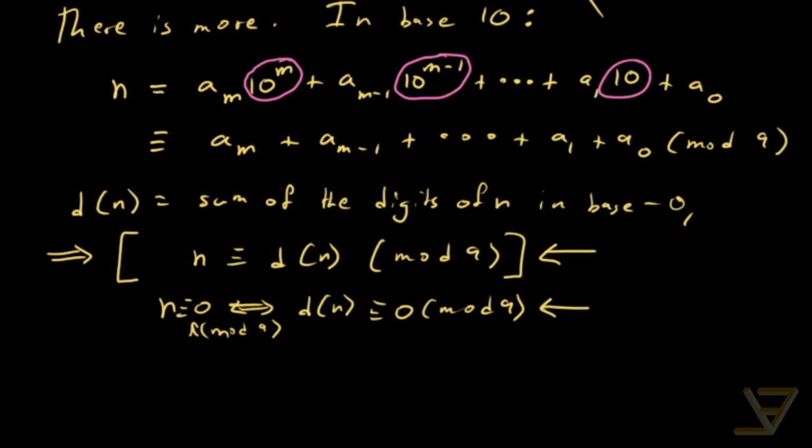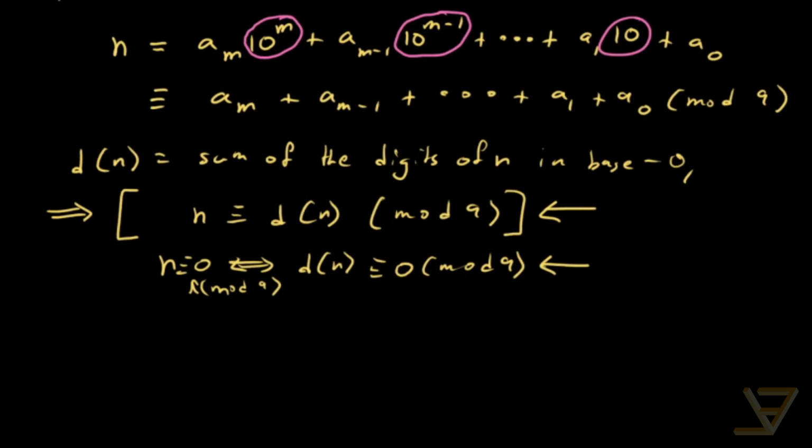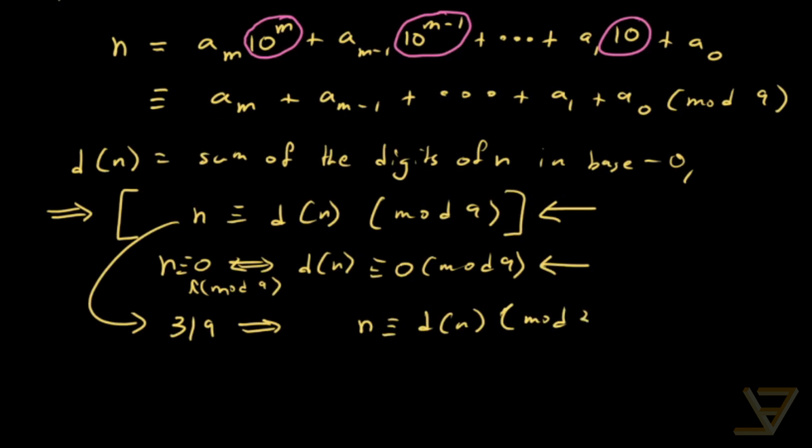Now let's do two more things. One is, let's talk about mod 3. Because 3 divides 9, that implies that n is also congruent to d(n) mod 3. And that's just a basic implication using modular arithmetic, because 3 divides 9. So this is yet another result.